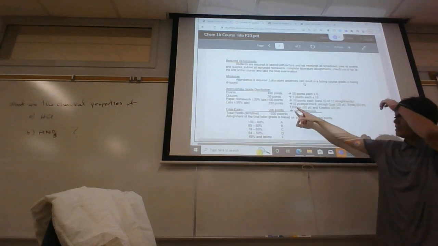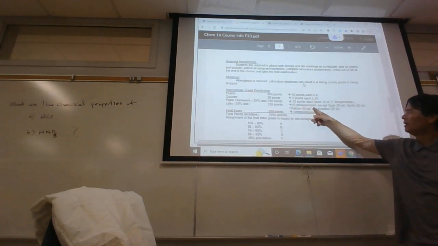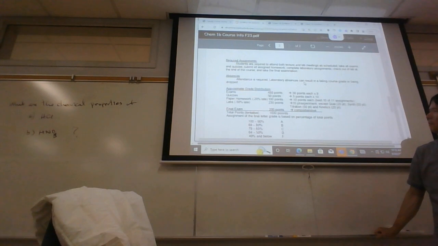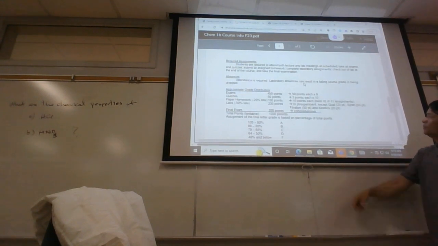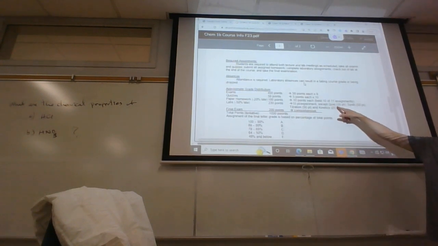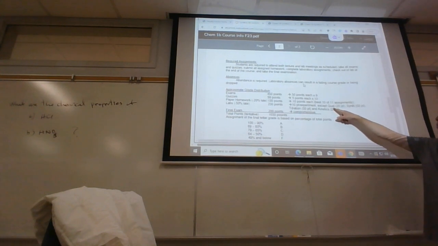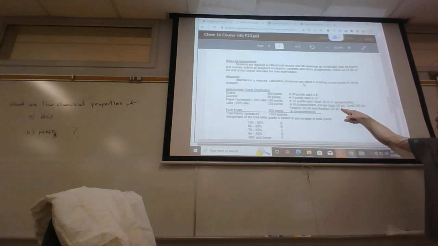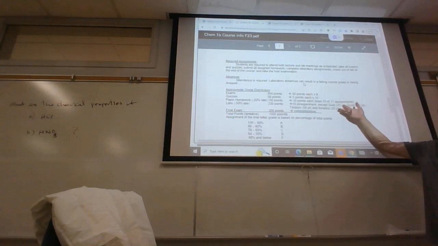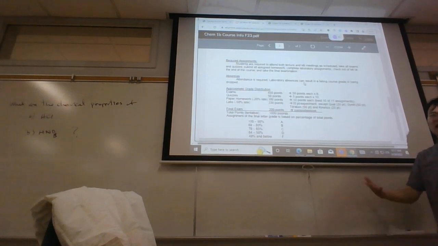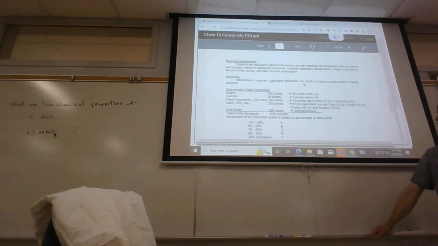Okay, then the labs. The labs are 10 points per experiment for most of them, except a few of them will be worth more. For example, qualitative analysis, that's what QUAL stands for. That's going to be worth twice as much, because this is a long lab. We're going to do that over, I think, 4 or 5 lab periods.